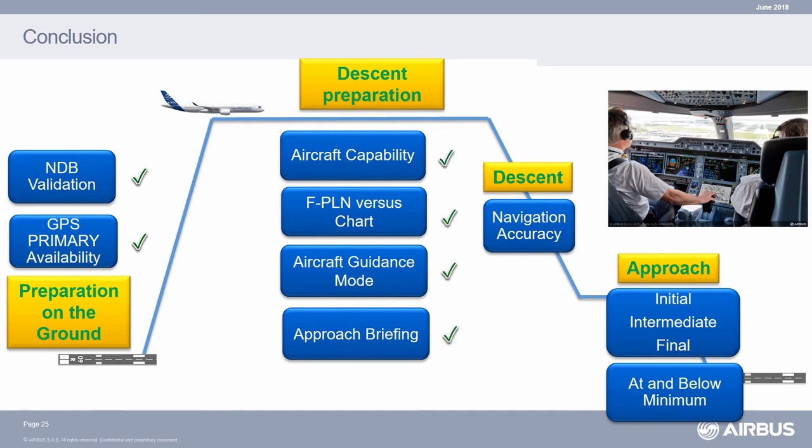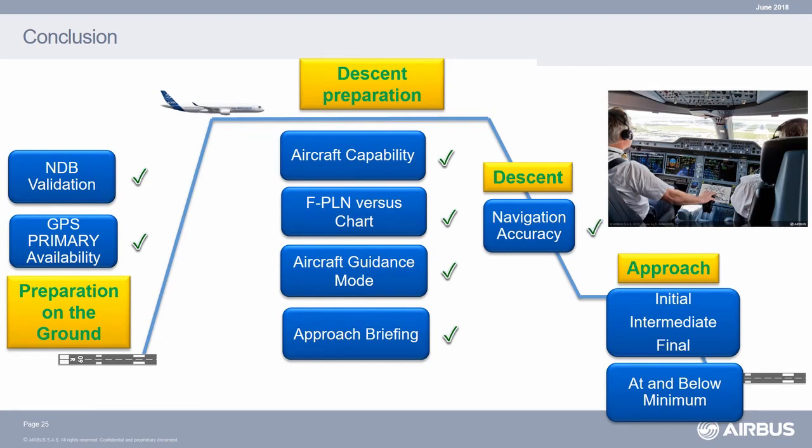During the descent preparation, we check the aircraft status to check that the aircraft is capable to fly the approach. We have checked the flight plan versus the chart to check that we have selected the correct approach in the FMS. We have chosen the correct aircraft guidance mode with a recommendation to use full managed guidance to fly non-precision approach. We have performed the approach briefing, taking into account the conditions to abort the approach during the final leg.